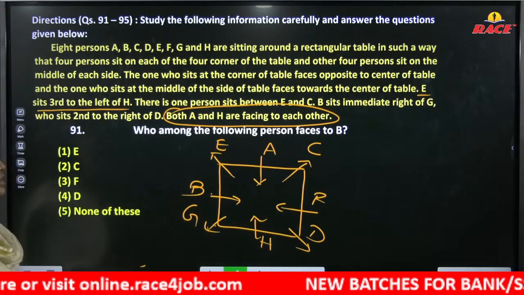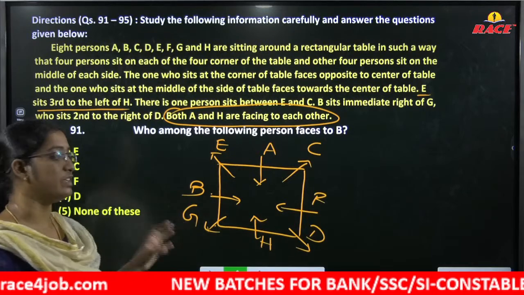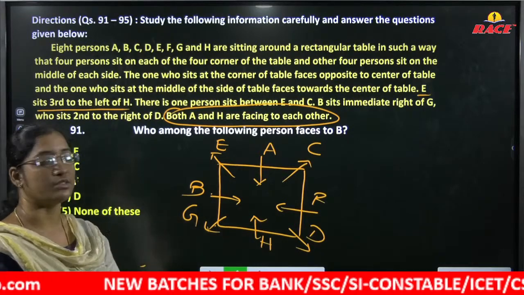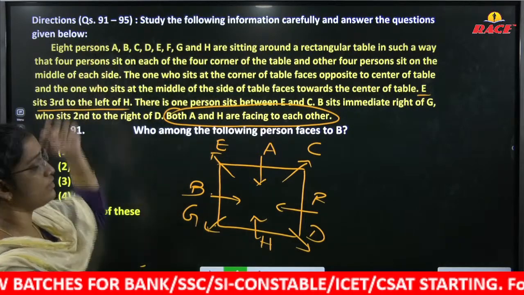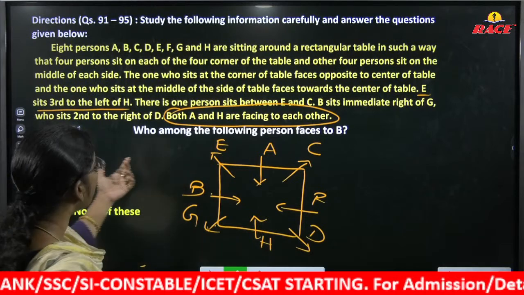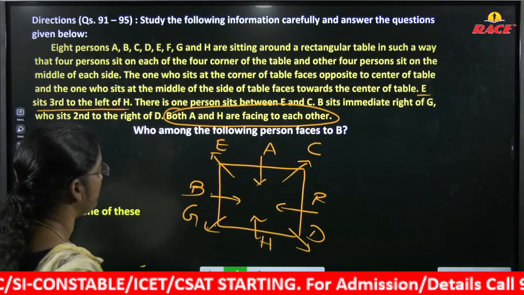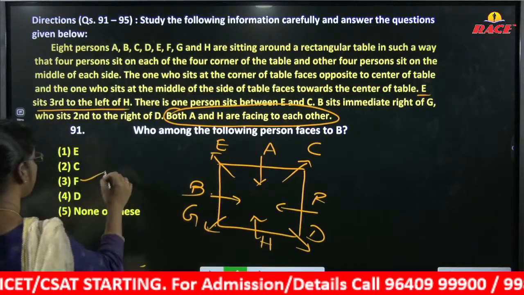Okay, so just observe here. How to start the question is also very important for seating arrangement questions. By using this information we have to solve 5 questions. They are giving questions 91 to 95 related to this information. Then, who among the following persons faces B? F. So our answer is F.